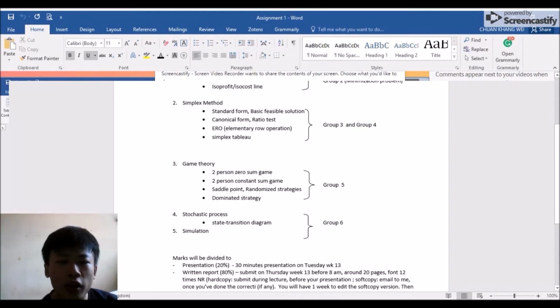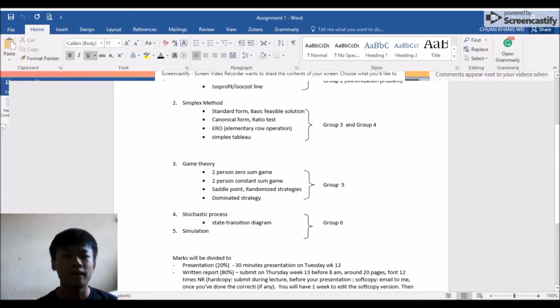So we move on to the ERO. After we perform the ratio test, we are going to eliminate. We're going to make x2 our pivot here. These are the elementary row operations to solve for the new basic feasible solution.